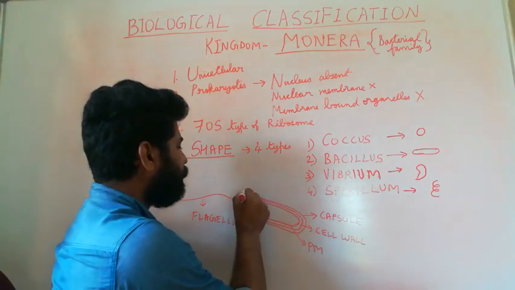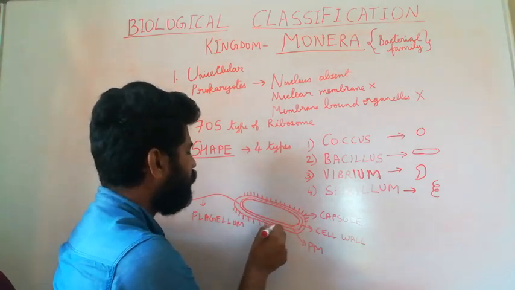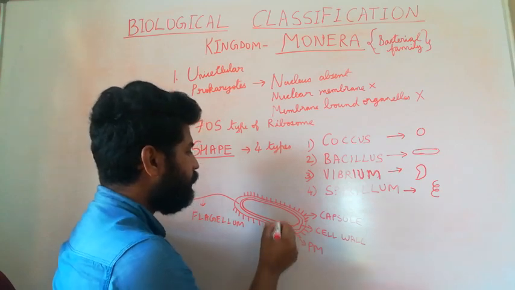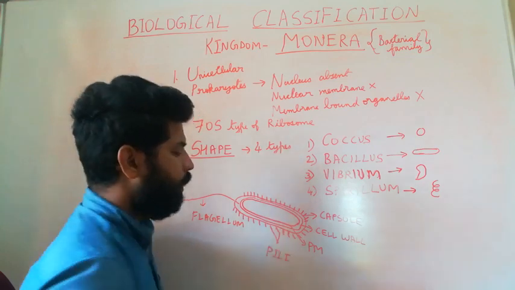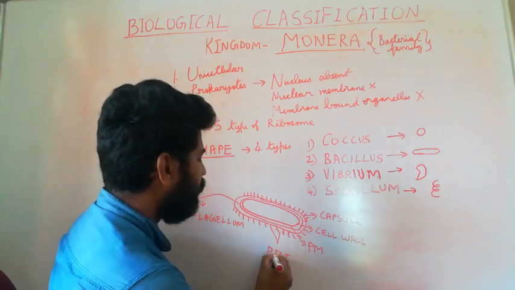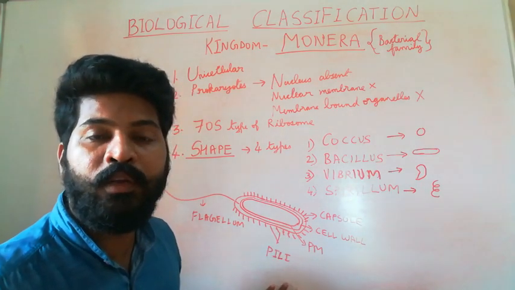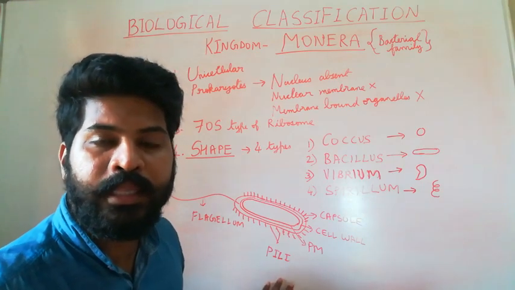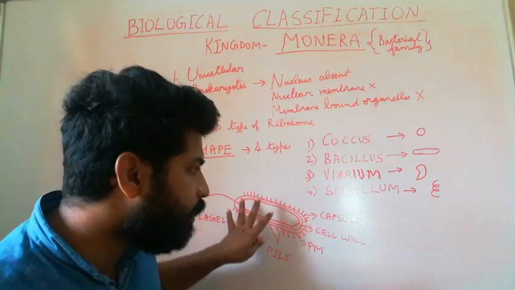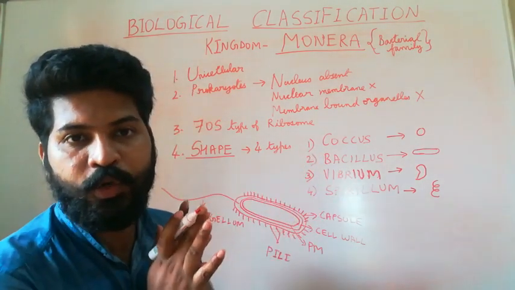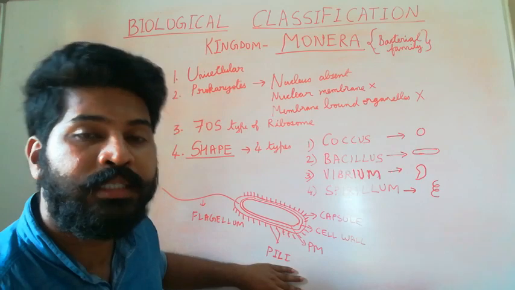Other than the flagellum, there are tiny hair-like structures on the outer surface of some bacteria. This is called the pili, P-I-L-I, pili, or singular is pilus. Pili are responsible for sexual reproduction in some bacteria. That is number 1. Not only that, pili help in attaching the bacterium to the surface. It could be a host or any other surface, for attachment and for sexual reproduction.